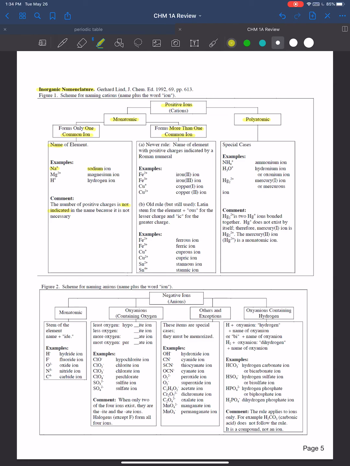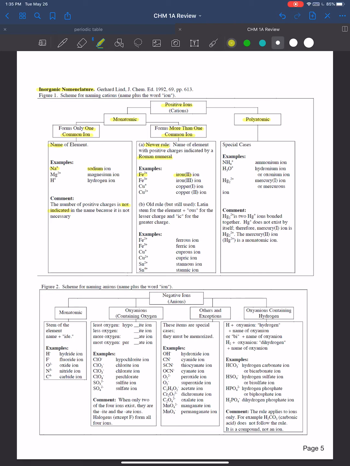Now this is the newer rule, and the rule that you would use in my classroom and in any chemistry classroom in this day and age. Basically, we name the element with positive charges and we indicate the charge using a Roman numeral. For example, here you see the Fe2+ cation, written as iron, parentheses, Roman numeral II, ion. That's because iron forms Fe2+ in nature, but also Fe3+, and we need to be able to distinguish between the two.